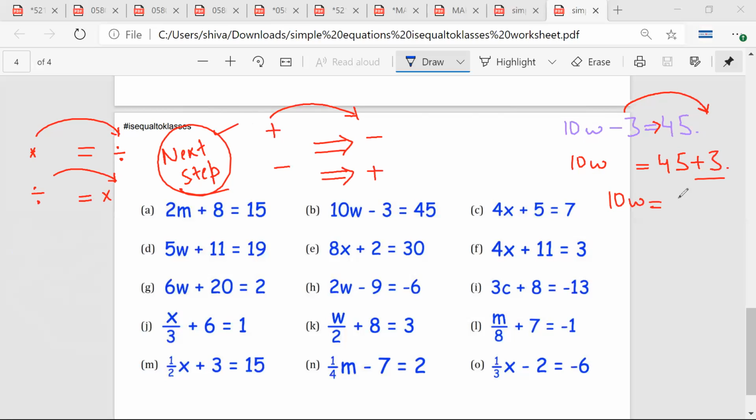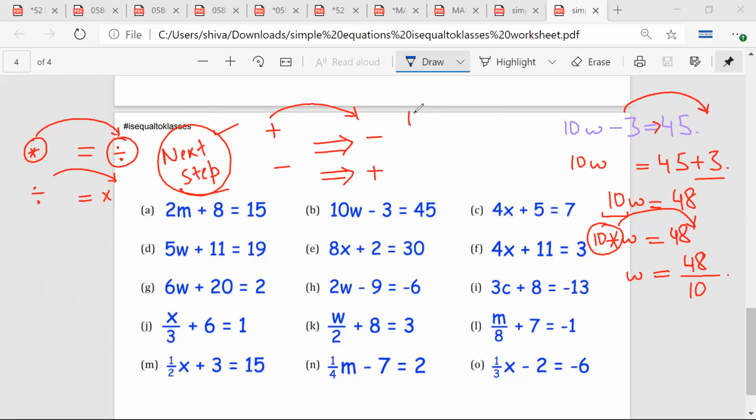So 10w becomes 48. Now see, 10 is multiplied on this side. It is 10 multiplied by w. So when this 10 crosses is equal to, it comes on this side, Mr. Satya, it will become, multiply becomes divide. Yes. So 10 will be divided on this side. So this is what it will become. Any confusion, Mr. Sarthak? No, sir.